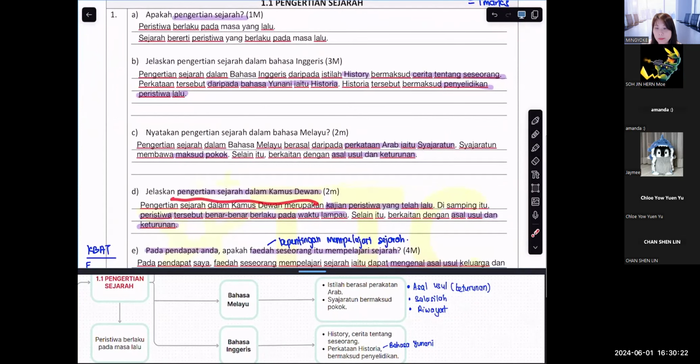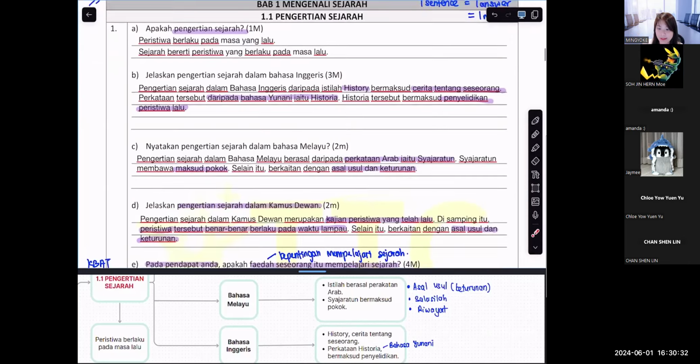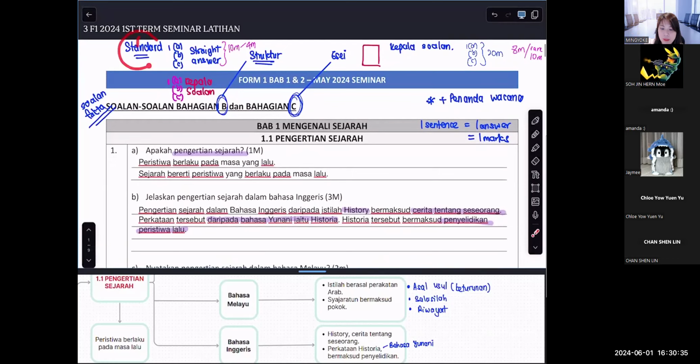Again, Kamus Dewan. Pengertian sejarah dalam Kamus Dewan. Again, kepala soalan. I tell you, some teachers, very later lah, but some teachers follow the standard answering. Standard means straight answer. Got marks. No worry.